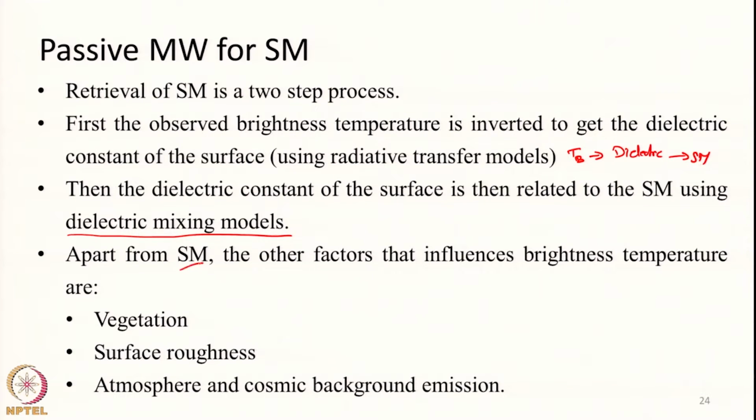Apart from soil moisture, the brightness temperature is also influenced by vegetation, surface roughness, atmospheric and cosmic background emission. When we get brightness temperature, the atmospheric and cosmic background emission effects are removed or at least reduced to a great extent by the data providers. So, the brightness temperature we get after processing by the data providing agencies, we can assume to be free from these effects, but we still have to account for the effects of vegetation and surface roughness while retrieving soil moisture.